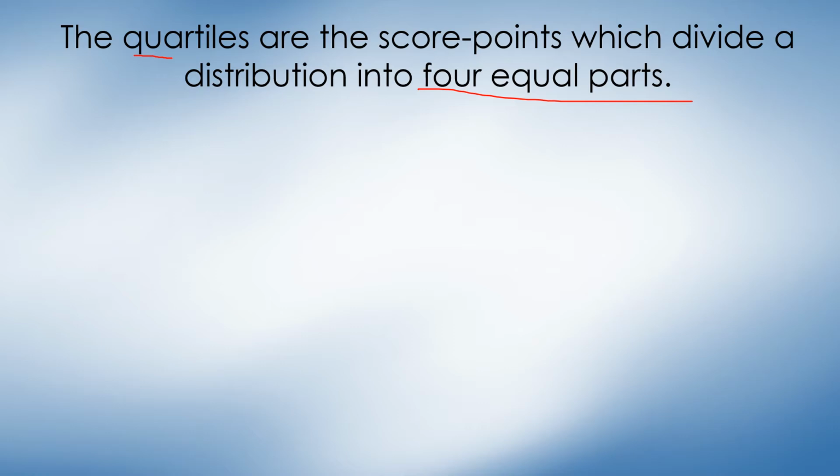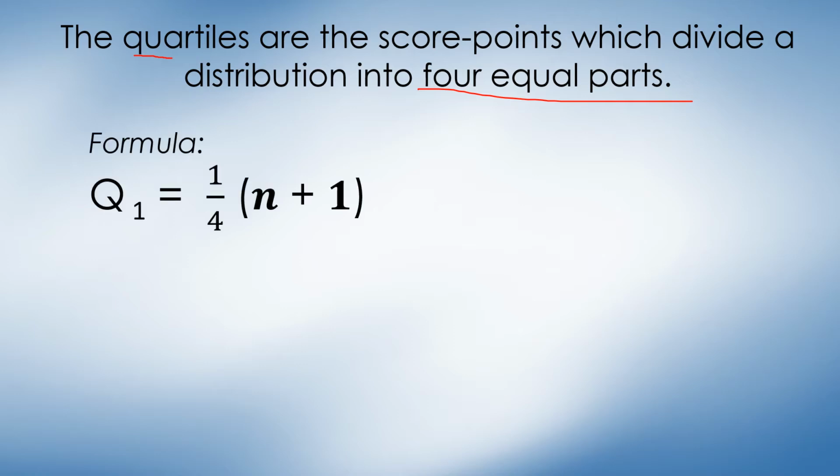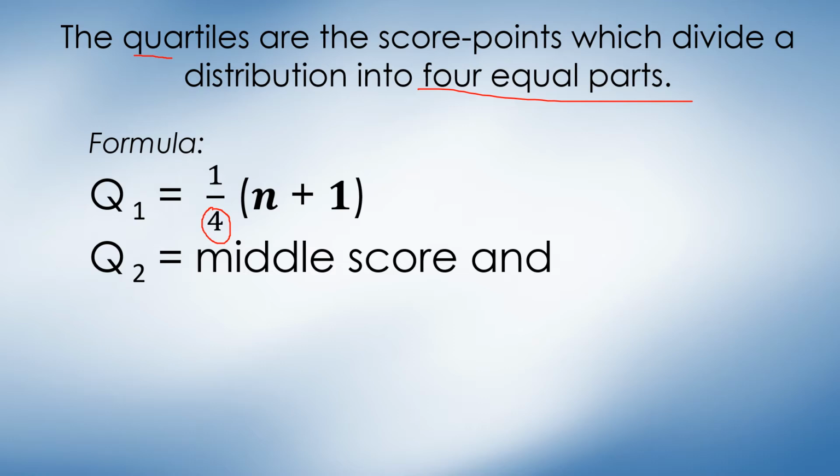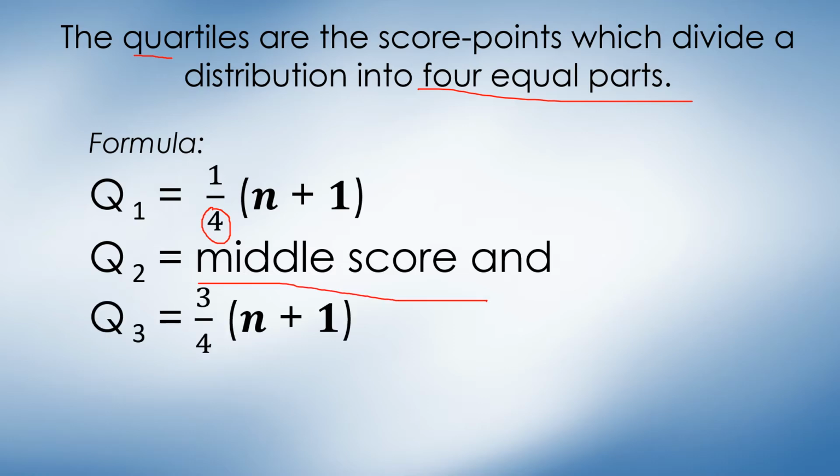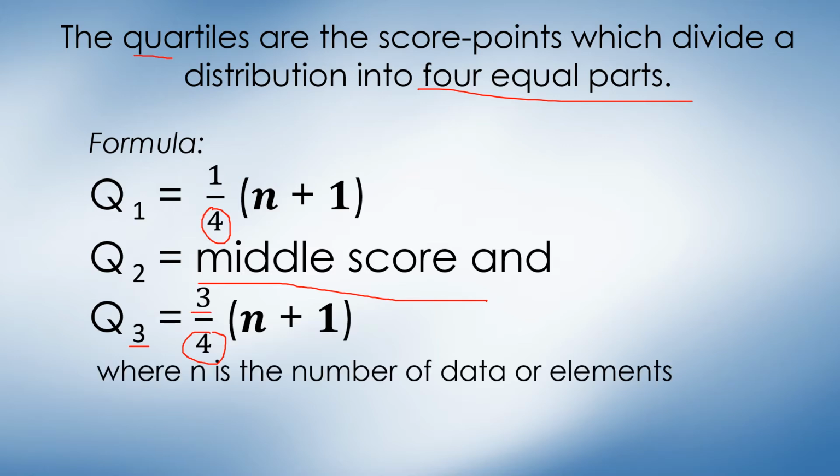From our formula, the first quartile is equal to 1 over 4 multiplied by the sum of n and 1. The second quartile is the middle score. And the third quartile is equal to 3 over 4 multiplied by the sum of n and 1, where n is the number of data or elements.